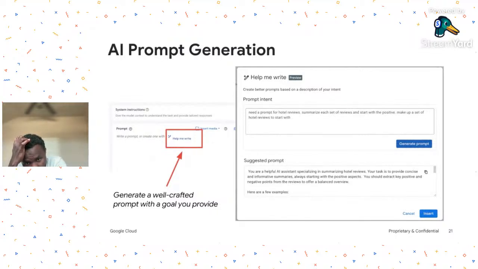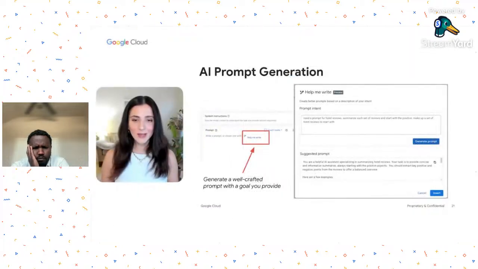So the way that this works is if you click the Help Me Write button, which is this little blue text in the Vertex AI Studio, it'll pop open a box, and in that box you can provide your prompt intent. So even easier than writing what you want the model to do in natural language, you just write in natural language what you want your prompt to reflect. So in this case, I wrote, need a prompt for hotel reviews, summarize each set of reviews and start with the positive, make up a set of hotel reviews to start with. And then you click generate prompt, and it's created a prompt for me. It says you are a helpful AI assistant specializing in summarizing hotel reviews, etc.